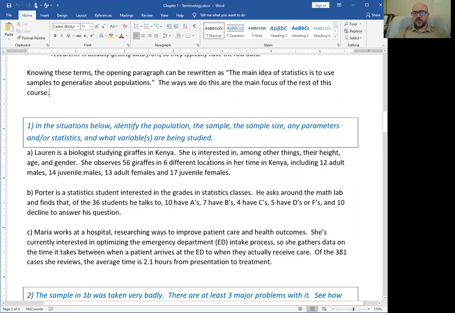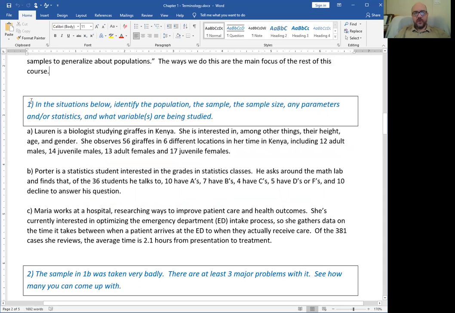Okay, so for some practice for you, why don't you go ahead and pause the video and try to answer number 1 here. You can find this worksheet, by the way, in the module for the week, as well as in course resources if you'd like. This is the terminology worksheet. I think it's titled Chapter 1 Terminology. So I've got 3 samples here. I'm going to pause for a second, and then I'm going to talk about the answers. So pausing.